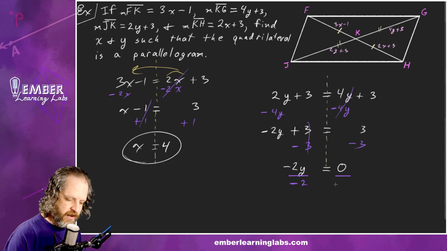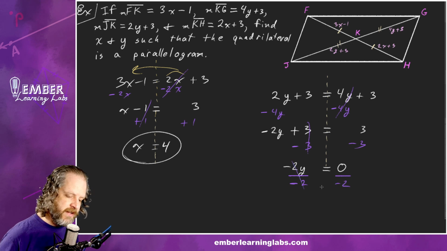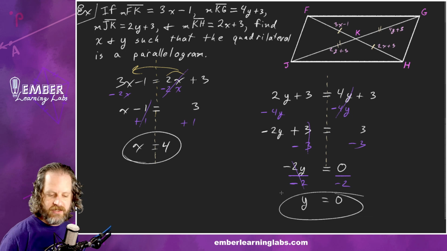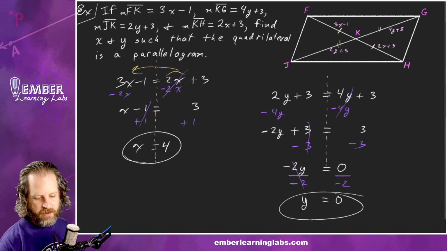-2, and then over here, -2. This one cancels, leaving us with y equals 0, because 0 divided by -2 is 0. Easy peasy. Let's hit a proof, and then we're going to be through.